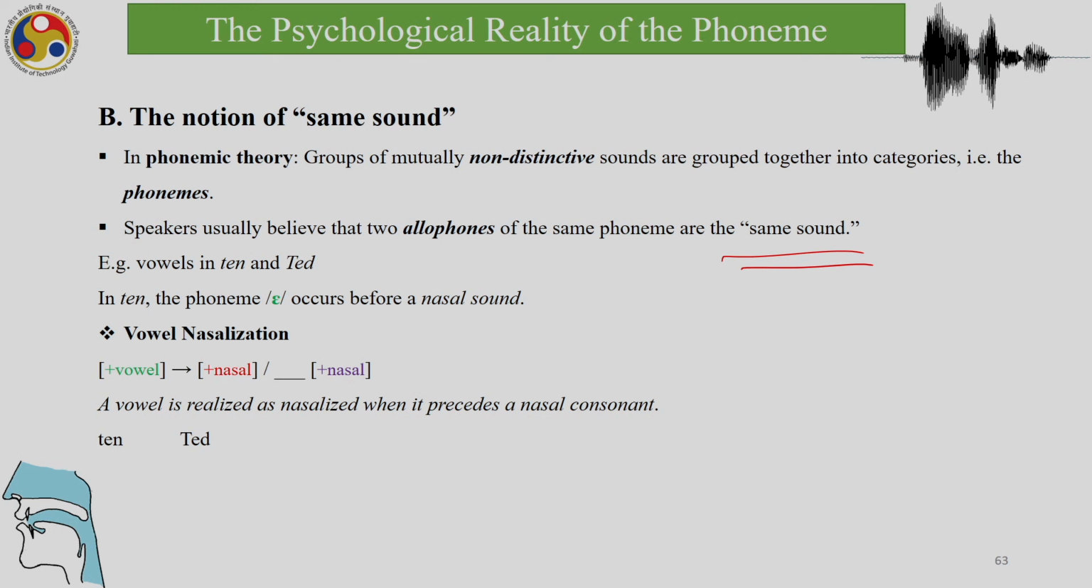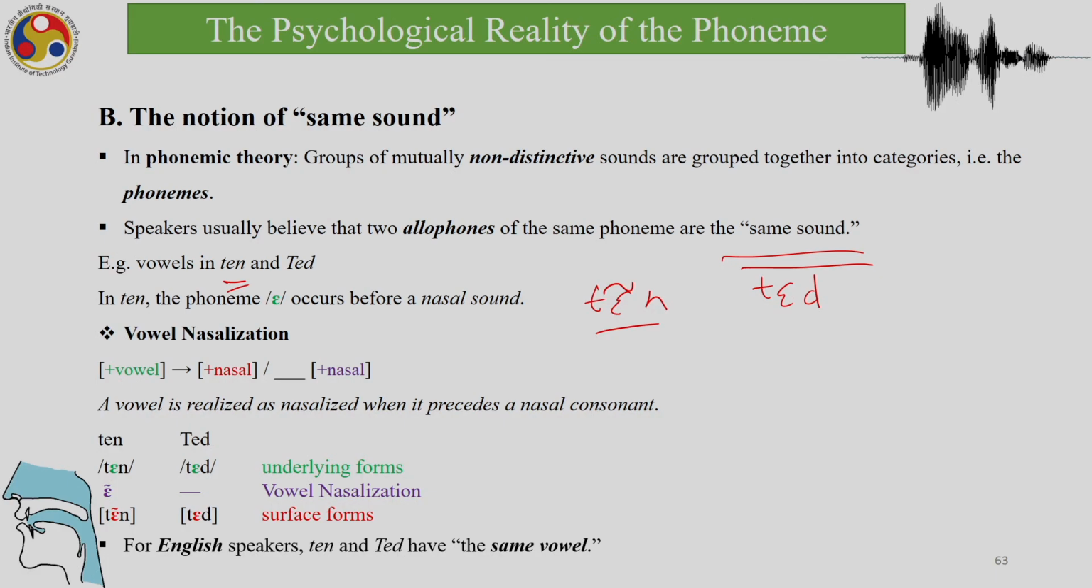For example, the vowels in ten and ted are different. One is nasalized and the other is not: because of the following nasal in ten, we have a nasalized vowel, unlike in ted. So the vowel becomes nasal when there is a following nasal. But do speakers hear these as different vowels? Speakers do not hear these as different vowels, because nasalization is not contrastive in English. So what is the notion of the same sound? If they exist allophonically, then the speakers hear the same sound. Okay.